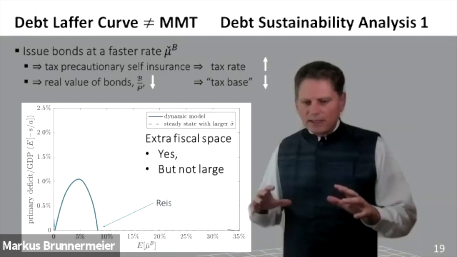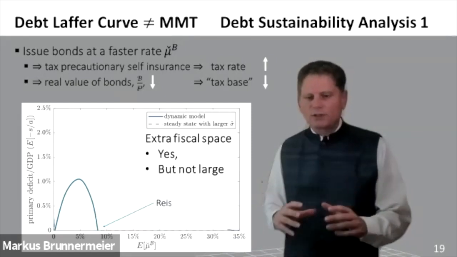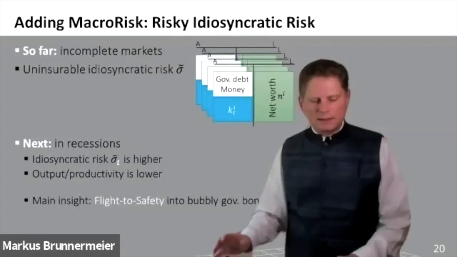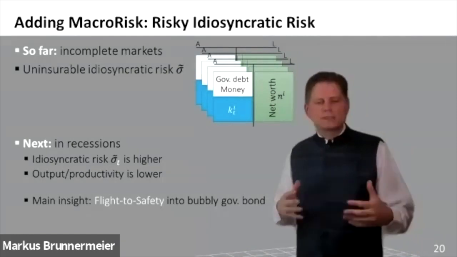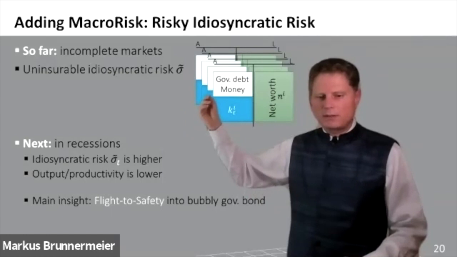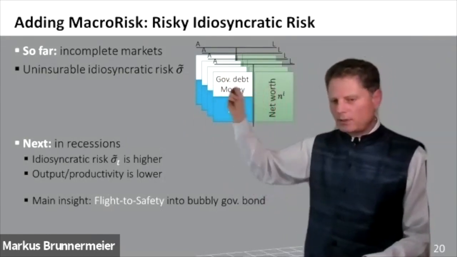Now, can we quantify this? Can this be large? Yes, it can be large, but for that we need some additional element in the model. Okay, and here is the additional element. So far I haven't introduced some macro risk. Now I will. Here were the balance sheets. We had these white pieces of paper, then you have some capital. That was your net worth. Everybody was holding the same thing.